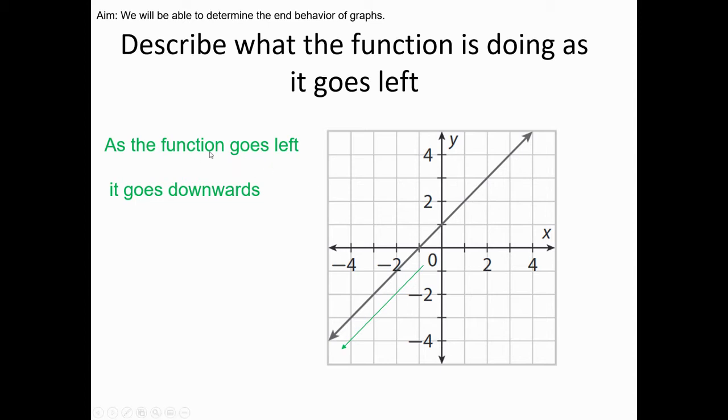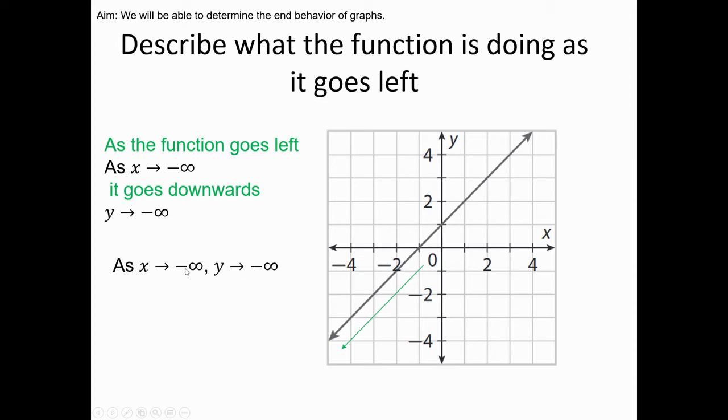So if it goes left, guys, remember range and domain. Which one controls us going left, x or y? It's the x, right? So as x is going to the left, as x is going to negative infinity, it's always going to the negatives, and the function goes downwards. What controls the function going downwards? Isn't that the y-axis? It's going downwards, so that means y approaches negative infinity. To put it together, we would have: as x approaches negative infinity, y approaches negative infinity.